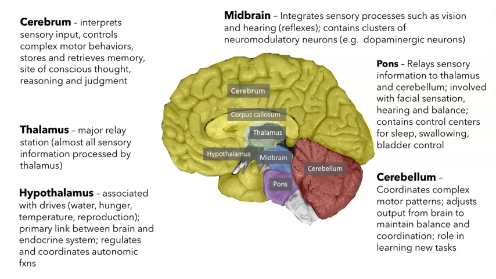The cerebellum coordinates complex motor outputs. It adjusts output from the brain to maintain balance and coordination, and it also plays a role in learning new tasks, even if they're not necessarily motor tasks.